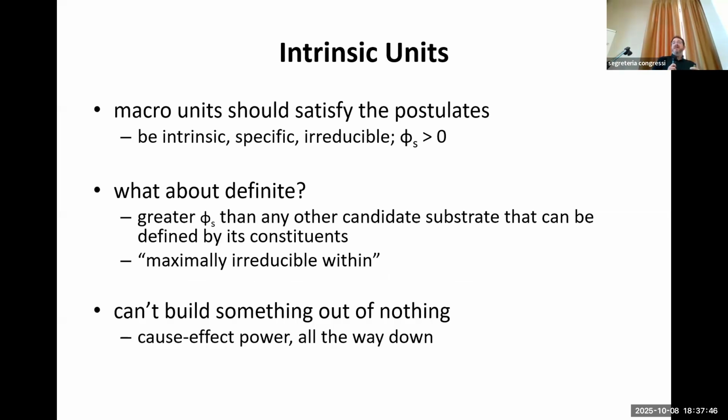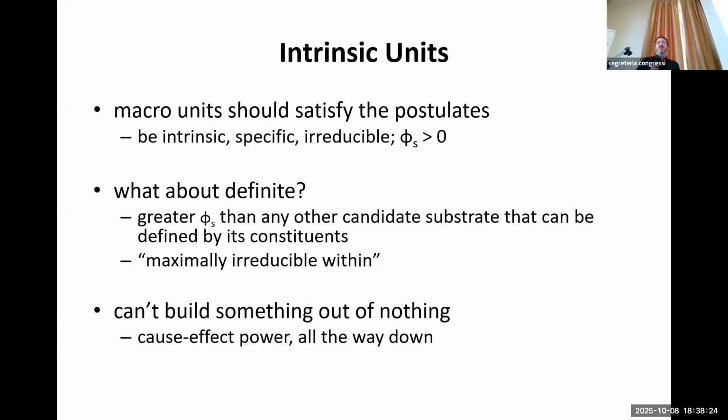And then, linking them to the postulates, rather than a piecemeal approach, we're going to say, let's just make sure that we're satisfying the postulates throughout. So a macro unit should be intrinsic, specific, irreducible. Well, that simply means having positive phi. That's what those postulates mean when we operationalize them. So now the units that constitute a macro unit should be integrated. They should have phi. What about definite, when I come to exclusion?